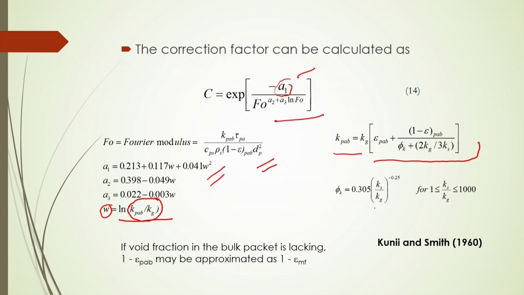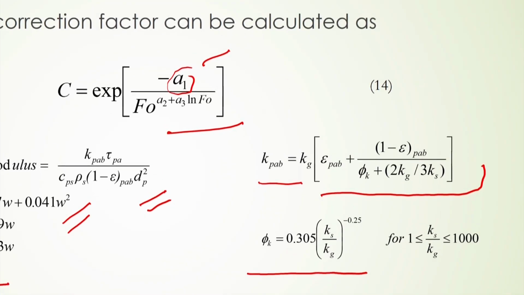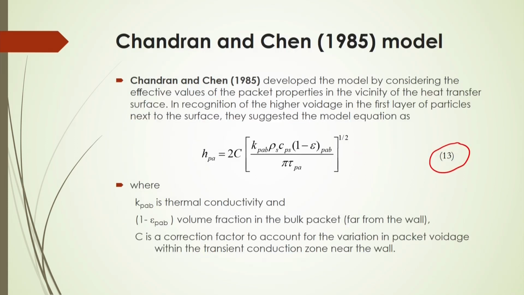And in this case phi k is one important parameter. This is a function of the ratio of the thermal conductivity of the solid to the thermal conductivity of the gas. So, if the thermal conductivity of the solid to the gas is less than 1,000, then you can apply this equation 14 to find out the C value, and then substitute the C value in the previous equation 13 to calculate the heat transfer coefficient by this packet approach.